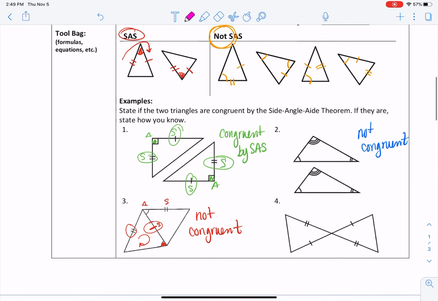When we look at number 4, I'm only given 2 pairs of corresponding sides. But because of our previous work, we know that these are vertical angles, and we know that vertical angles are congruent. So then I can say that this is congruent by side, angle, side. And remember that it has to go in that order. So when it says specific order, it means side, angle, side.